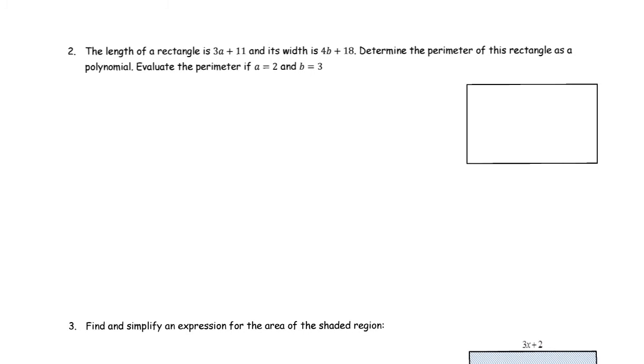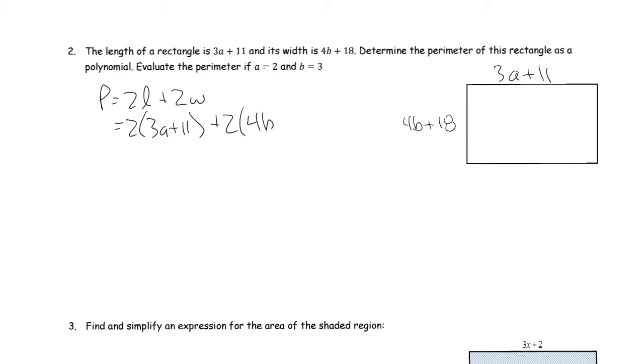So the next question we have here is the length of the rectangle is 3a plus 11. So let's write that in here. So 3a plus 11, and its width is 4b plus 18. Okay, now my perimeter is going to be 2 times the length plus 2 times the width here. So that's going to be 2 times 3a plus 11 plus 2 times 4b plus 18. Okay, now we're just going to do the math here.